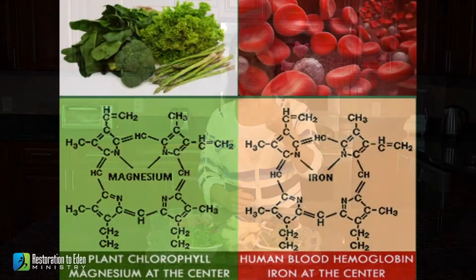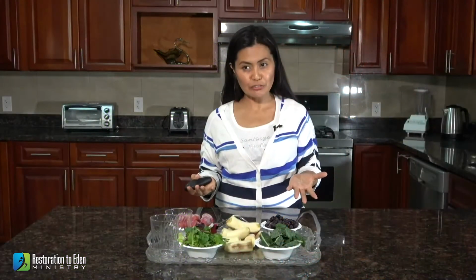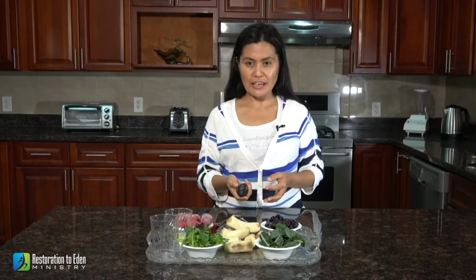So in that diagram there, that shows the plant chlorophyll, and if you look on the right, it shows the diagram of the human blood hemoglobin. And it's interesting to note that they are almost identical. The only difference is that the plant chlorophyll has magnesium at the center, whereas the human blood hemoglobin has iron at the center. So this diagram right here shows that plant chlorophyll is the best food element that we can give our blood, because when you have plant chlorophyll going into our system or into your blood, it's like having a blood transfusion. So that's one thing.